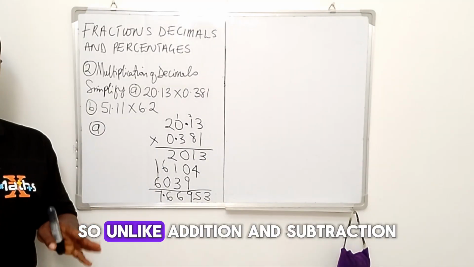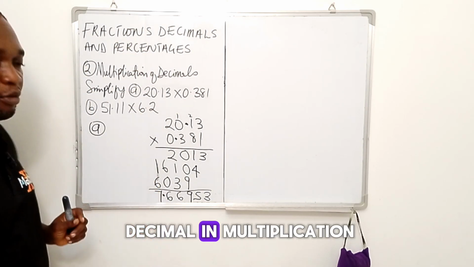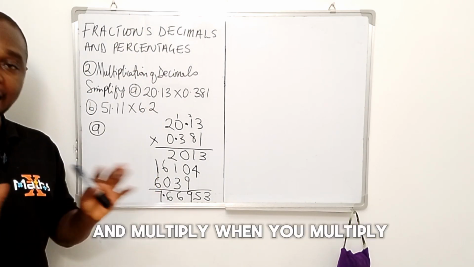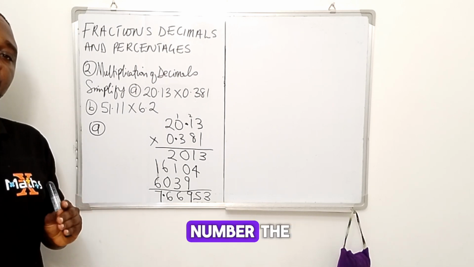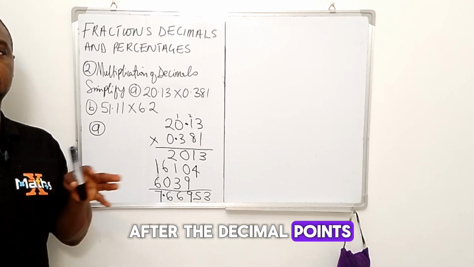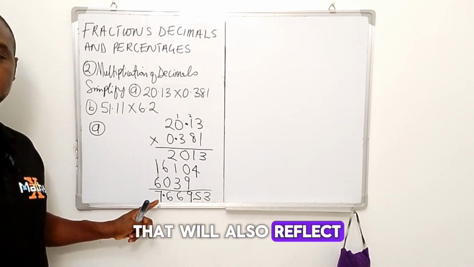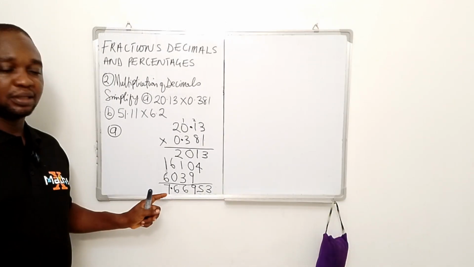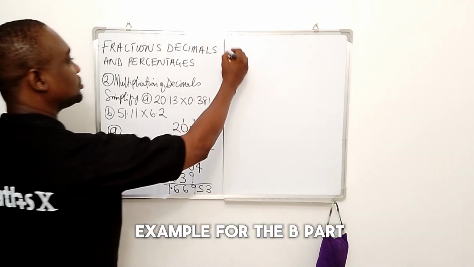So unlike addition and subtraction where you align the decimal, in multiplication, you just go ahead and multiply. When you multiply, you now count the number of digits after the decimal point in the numbers that you are multiplying. That will also reflect in your answer. Now that we know what to do, let's look at the B part of our example.